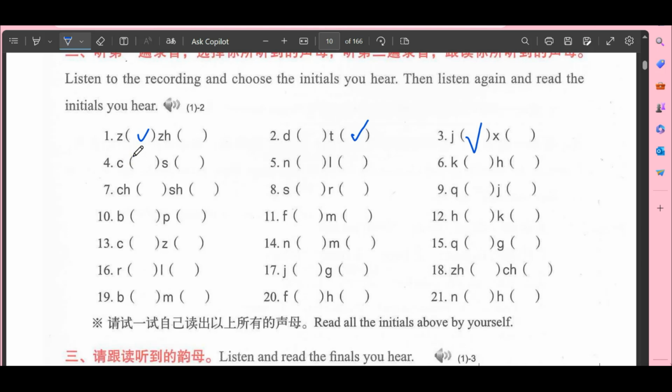Okay, the next one. The correct answer is ci. The correct answer is ne. This is he.